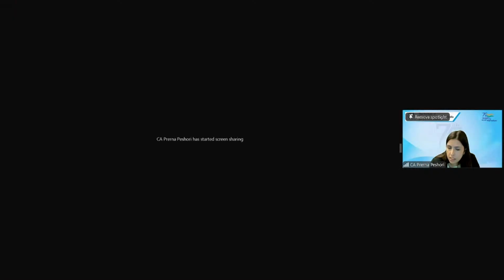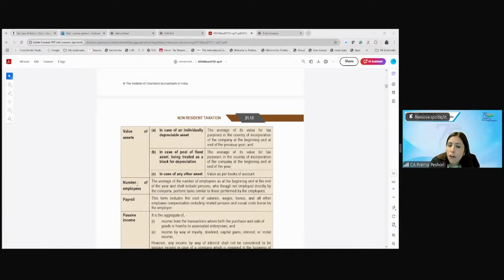Let me show you from your module again. I think most of you have forgotten. The number of employees means the average number of employees as at the beginning and at the end of the year, and shall include the persons who, though not directly employed by the company, perform tasks similar to those performed by the employees.